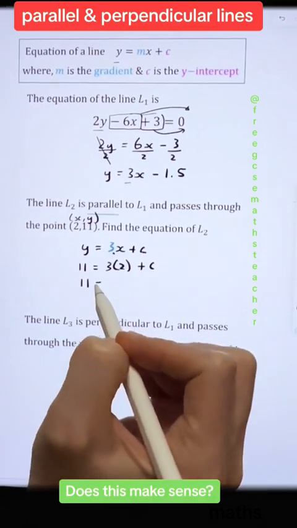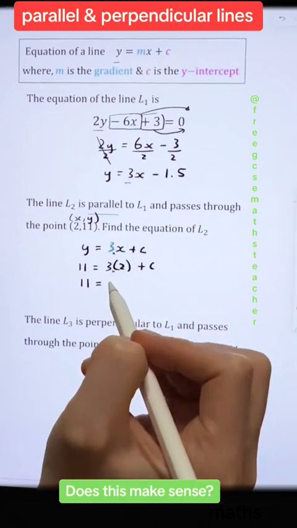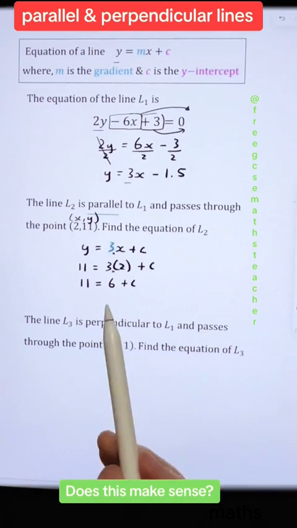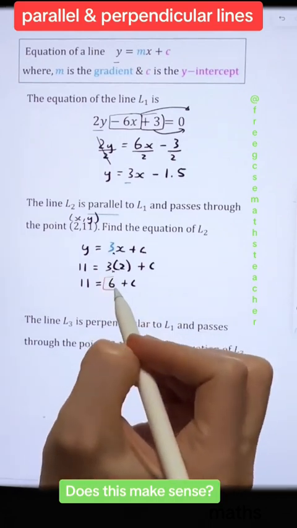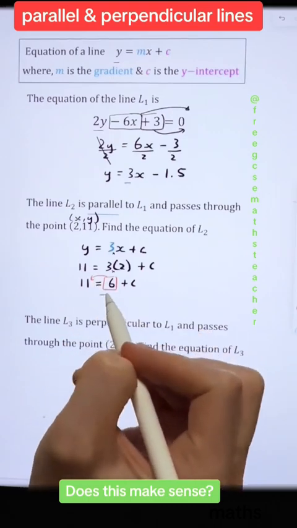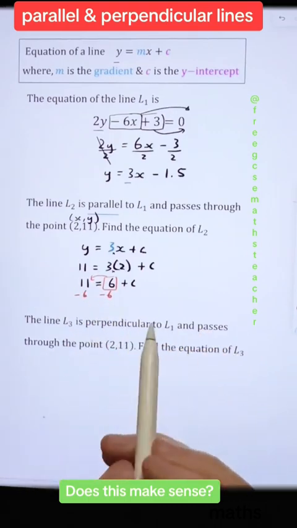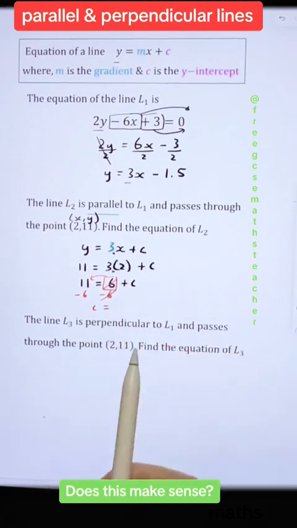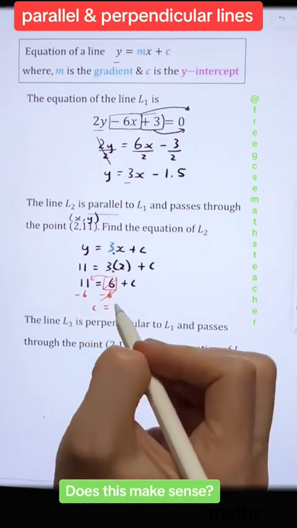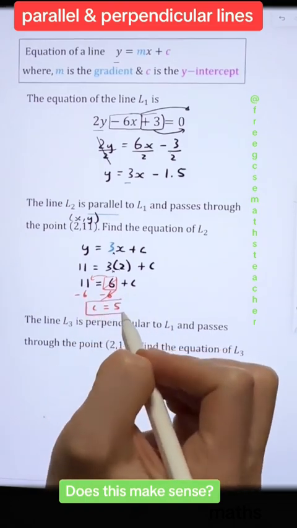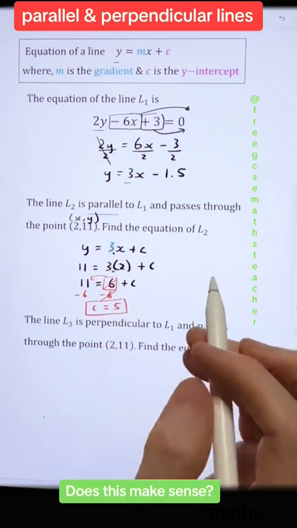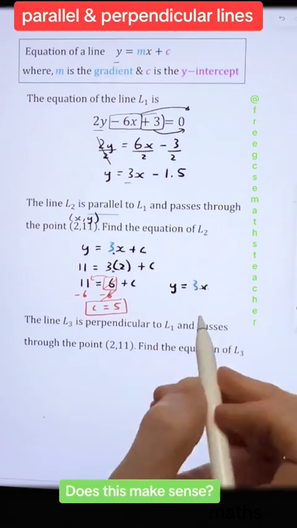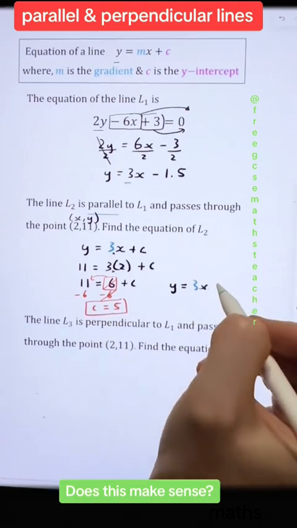Leaving the 11 on the left-hand side alone, 3 times 2 will give us 6, and I've still got plus c. As I want to get the value of c by itself, I know the opposite of add 6 is to subtract 6 on both sides. On the right-hand side, 6 take away 6 will cancel, leaving us with simply c. And on the left-hand side, 11 take away 6 gives us 5. So now I know c is equal to 5. Therefore, the equation of L2 is going to start y equals 3 lots of x, and the value of c, in this case, is positive 5.